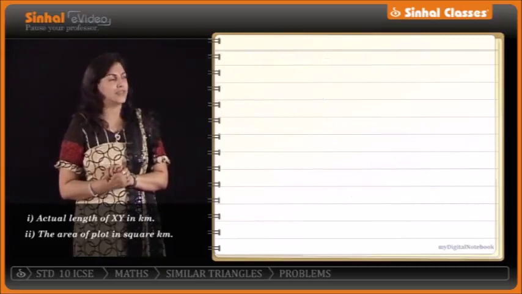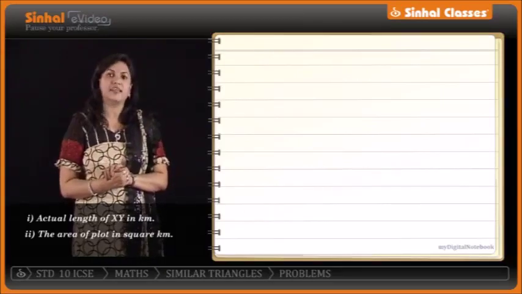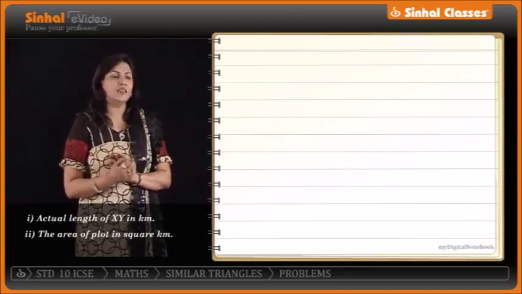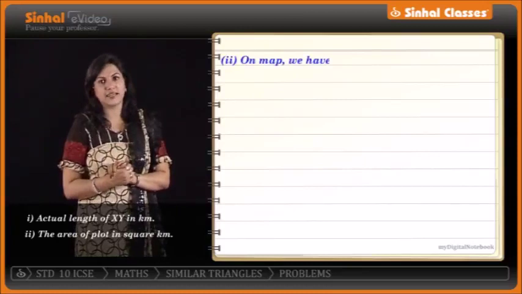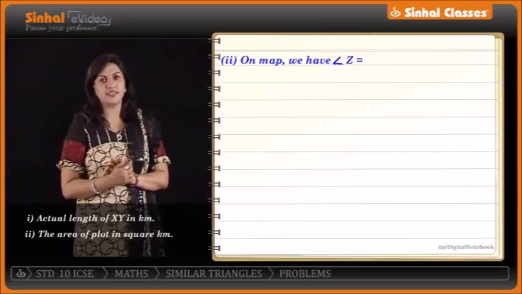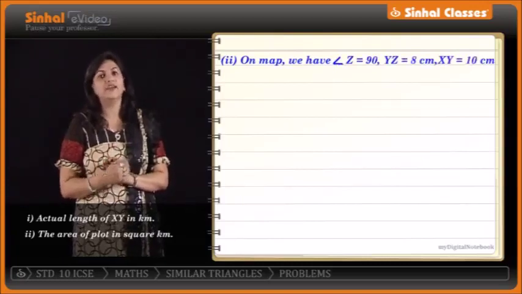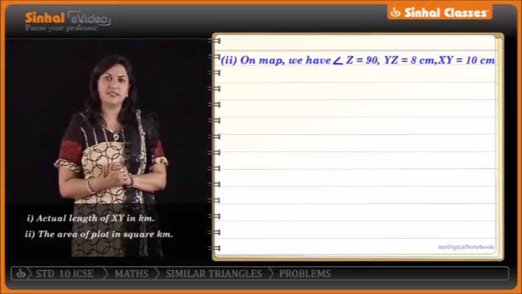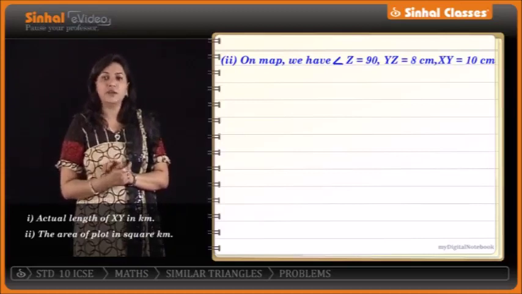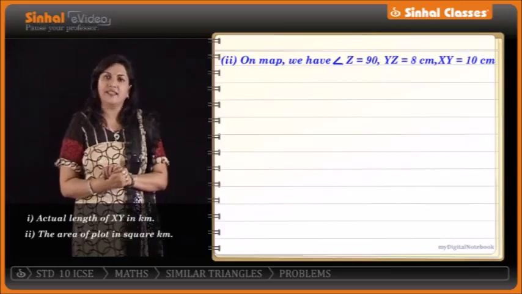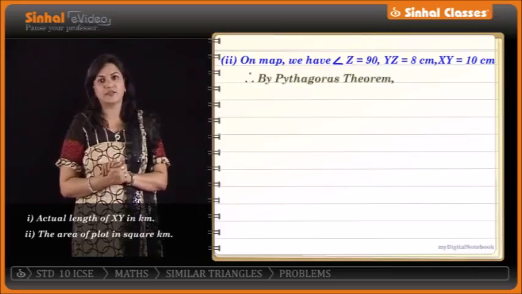Now for the second part in this question, to find the area of the plot in square kilometer. Now on the map we have got angle z as 90 degrees and we have yz 8 cm and xy as 10 cm. Now to find the area of the triangle, we know the formula half base into height. We know the base as 8 cm. But do we know the height xz? No. So we need to find that out. That can be easily done using Pythagoras Theorem.